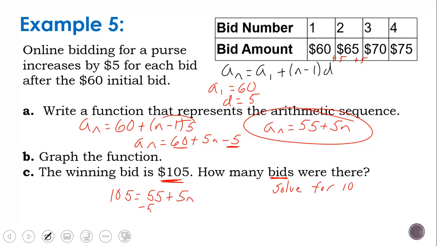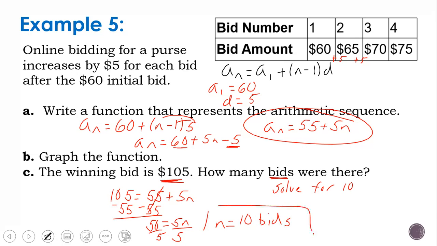And now you're just solving an equation. Subtract 55. We're solving for n, which is the number of bids. 105 minus 55 is 50. So 50 is equal to 5n. Divide by 5. And you get n is equal to 10. So it took 10 bids to get to a bid of 105.